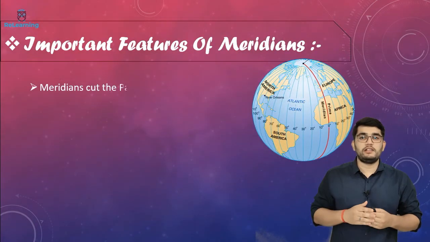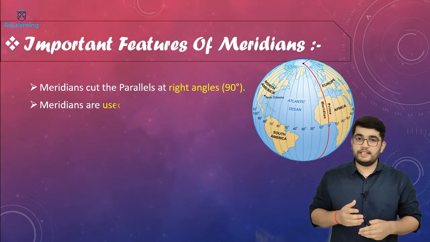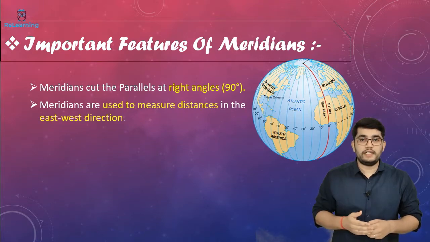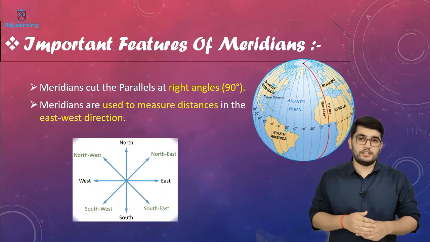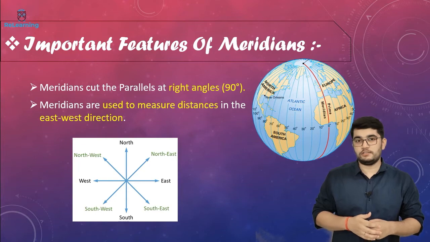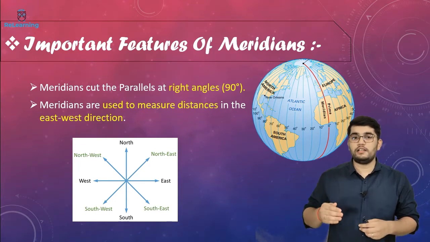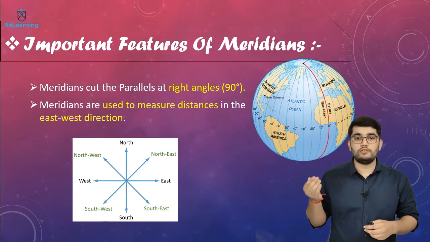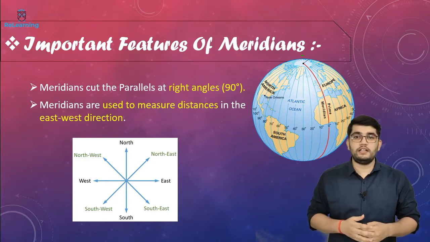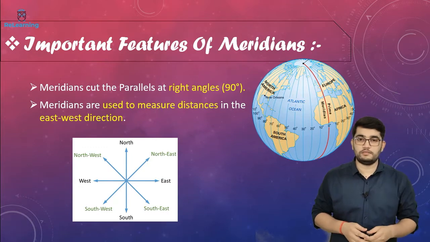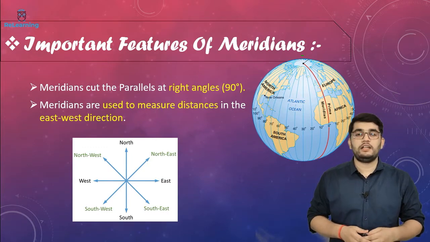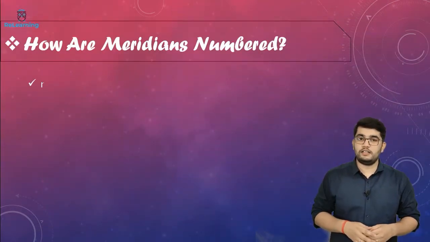Meridians cut parallels at right angles, that is 90 degrees. Then meridians are used to measure distance in east to west direction. Okay, like parallels are numbered from north to south, but meridians are used to measure the distance between east to west direction. Let's see the next one, that is how meridians are numbered.